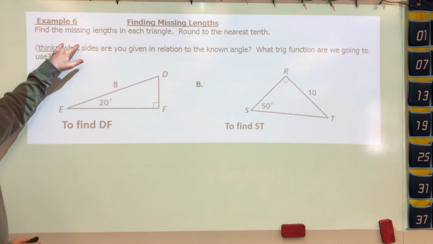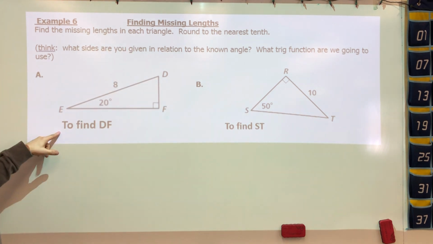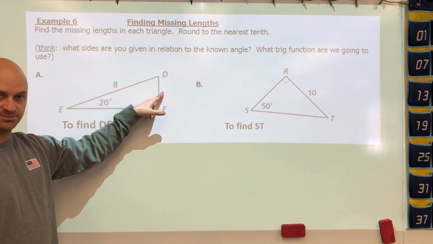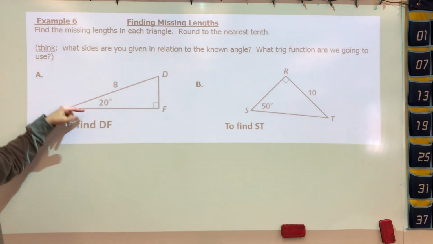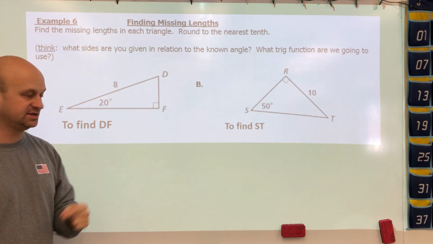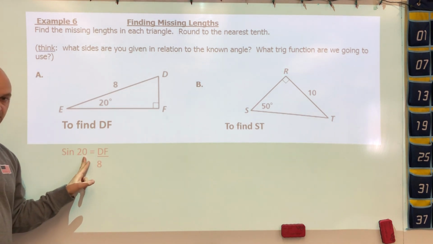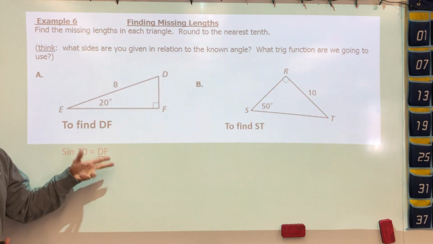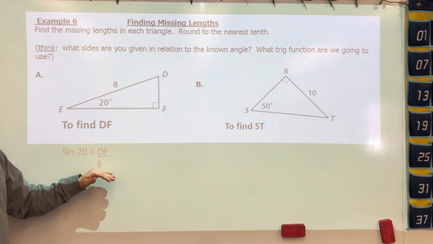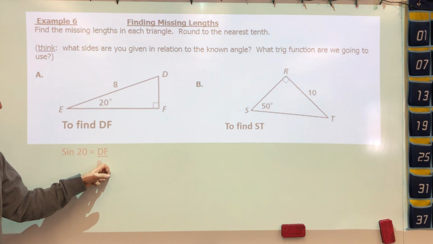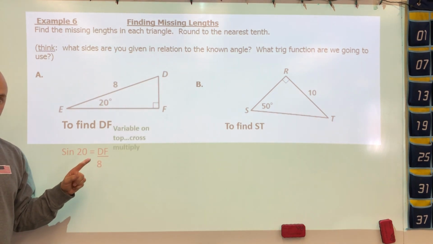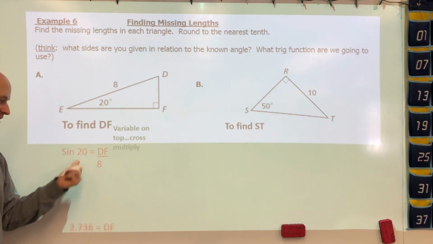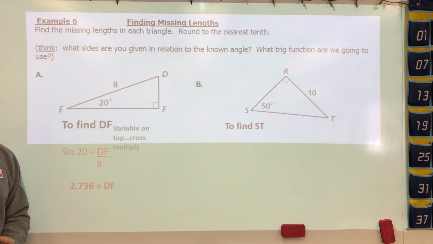All right, so now we want to find missing side lengths. So in this case, let's find DF in this problem. So based on this angle, DF is opposite, and this is the hypotenuse. So which one would we use? We're going to use sine. And so we would set it up, sine of the angle is equal to opposite. In this case, I wrote it as side length DF, but you could use x if you wanted to, over 8. So opposite over hypotenuse. Now remember, if the variable's on top, what do we do? We cross multiply. So in the calculator, 8 times sine of 20, and you should get a value about 2.7.